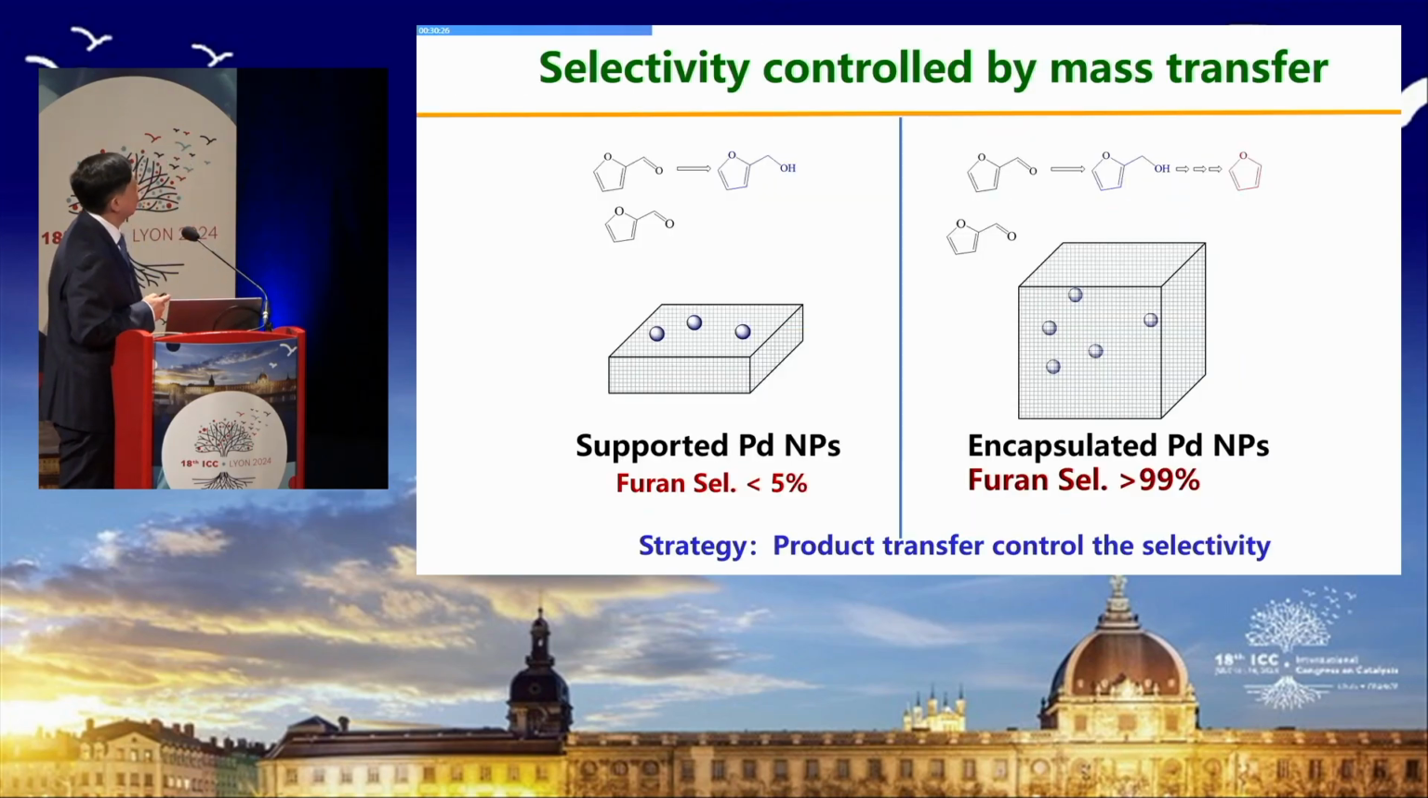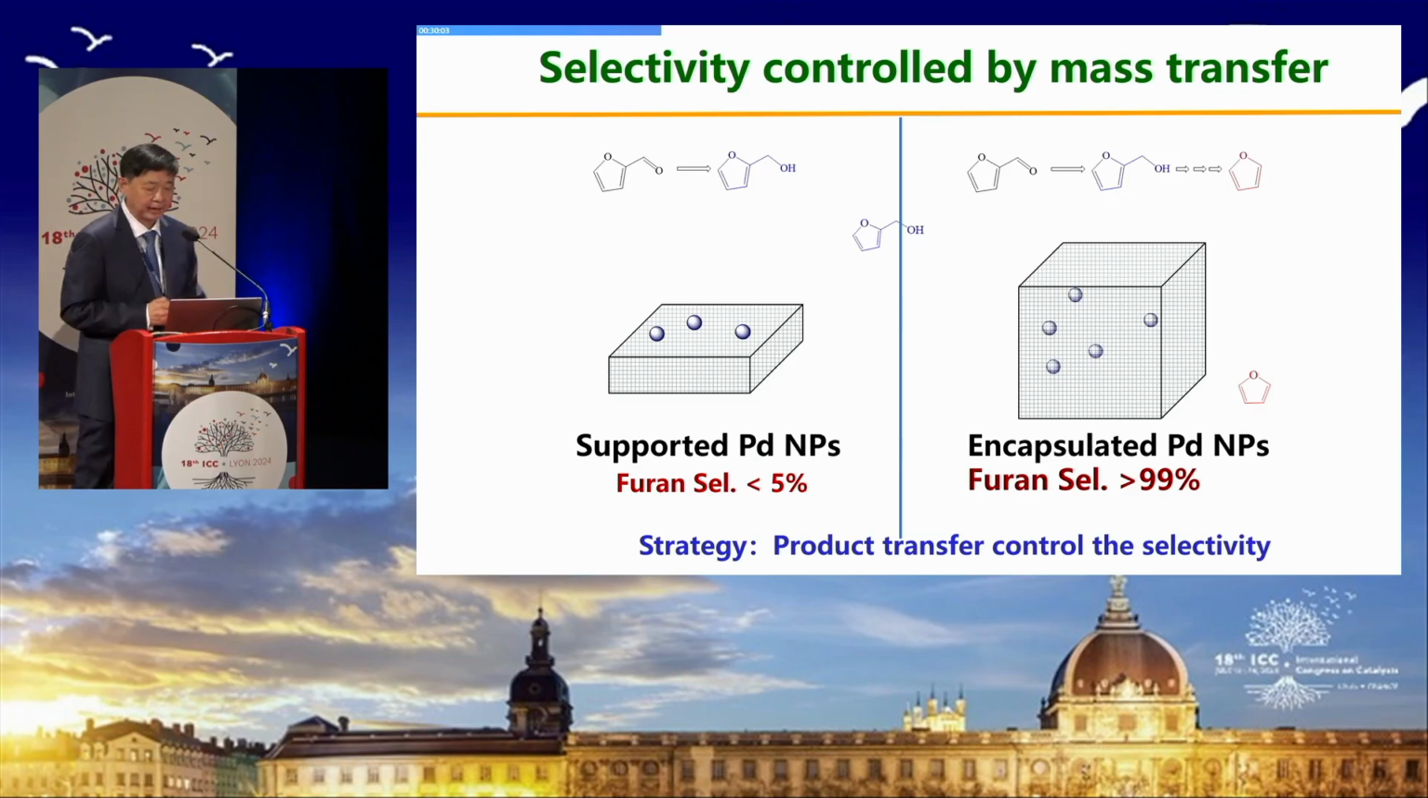This is our explanation. For the supported catalyst, after hydrogenation, we get alcohol. But the fixed zeolite is different. Even the formed alcohol cannot diffuse out, so it has to continue hydrogenation. Finally, we get Feng, which diffuses quickly and faster. We get Feng, the product.